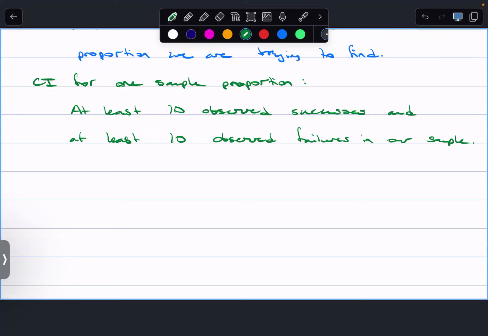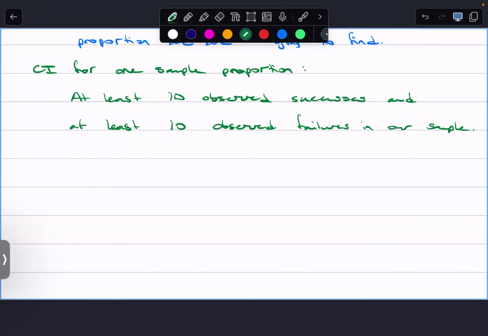Meaning that the absolute minimum sample size that I could be working with is 20, assuming that the proportion is 0.5, right? A 50-50 split. And so if I change the proportion, then I'm going to have to increase my sample size.